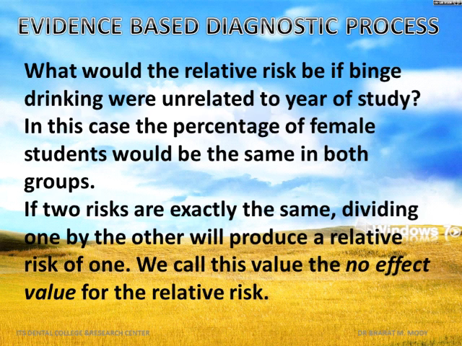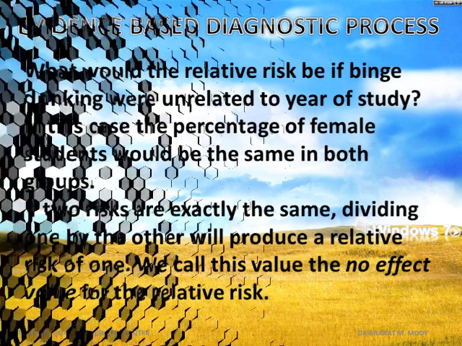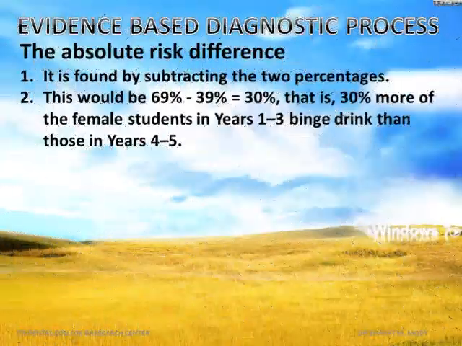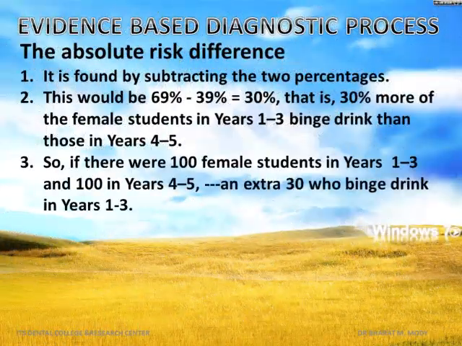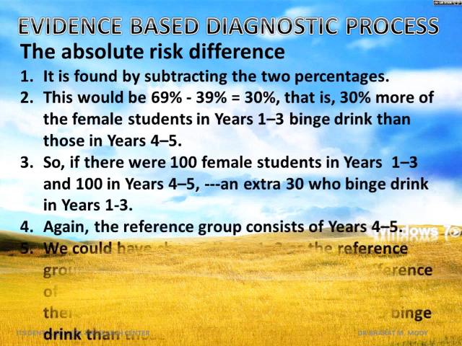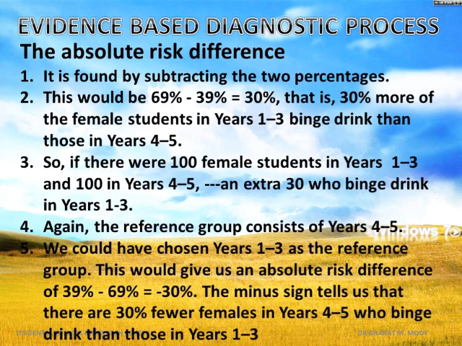In this case, the percentage of female students would be the same in both the groups. If the binge drinking were not related to the year of study, then the relative risk would be the same, so the relative risk would show no effect, because the population is the same and the difference will not be there, right? The absolute risk difference is then calculated. So 69 minus 39 is 30%. So 30% more females binge drink than those who are in fourth year.